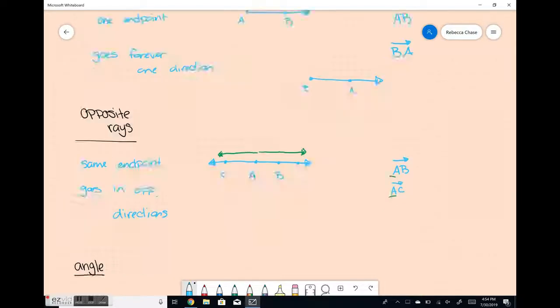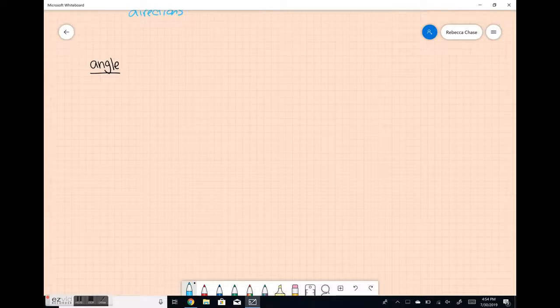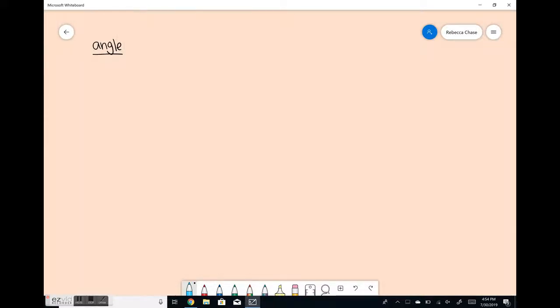The next thing we're going to talk about is an angle. We talked about rays, and those are a line that goes forever in one direction. If I ask you to draw an angle, you're going to draw something like that. But if we get more specific, this is just 2 rays. So if I label some points here, A, B, and C, I can say ray AB is a ray, and ray AC is also a ray, and they're connected.